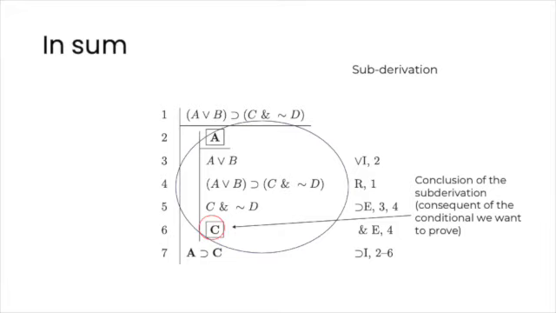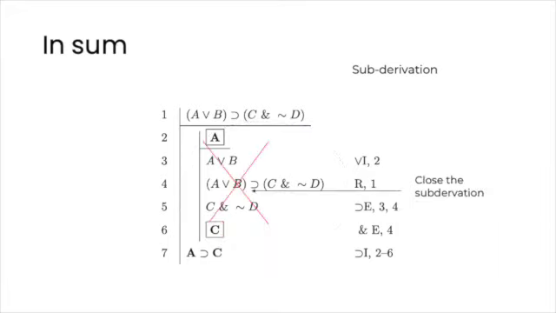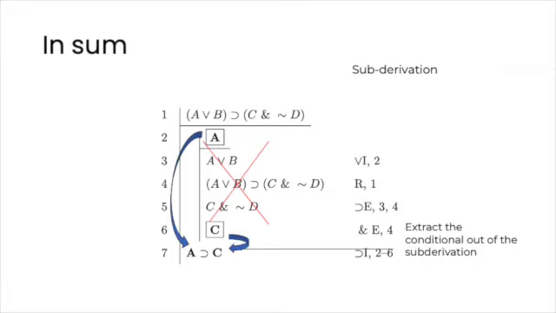Once we have reached the consequent of the conditional, we close our subderivation to further inspection. Then we take the conditional out of the subderivation and rewrite it on the next line, citing the horseshoe introduction rule and the relevant lines. Okay, let's do an exercise.